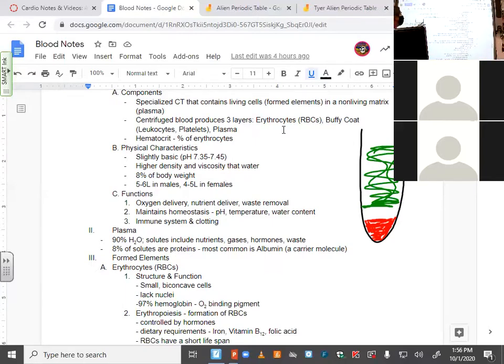But other things about blood, you can get a test called the hematocrit. Hematocrit is looking at the percent of your erythrocytes. We'll talk about that in a little bit when we talk about pathology of the blood. Other things, blood is slightly basic, above 7 on the pH scale, just a little bit, 7.35 to 7.45, and it's more dense and viscous than water. Density is pretty straightforward. That's why the blood goes to the bottom of the test tube when it's centrifuged.